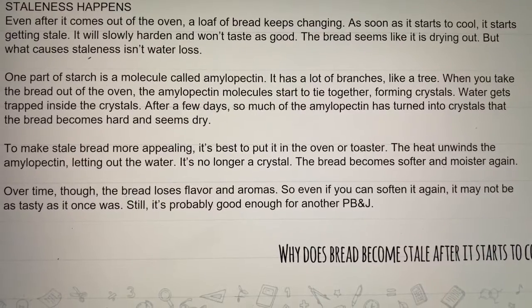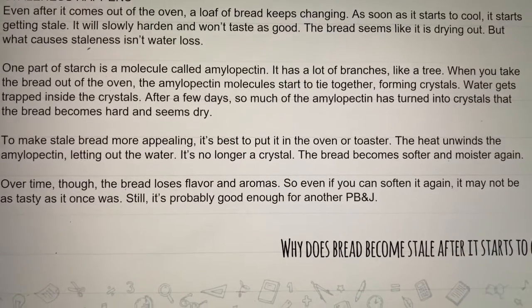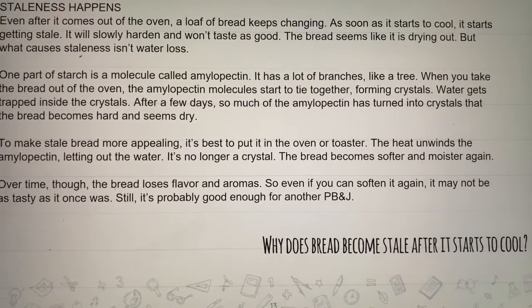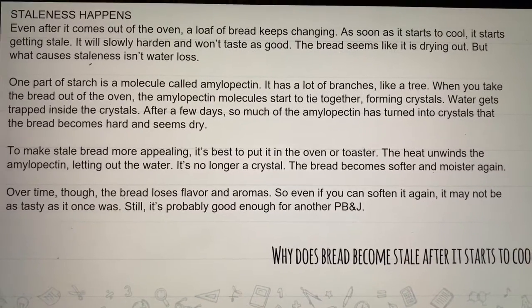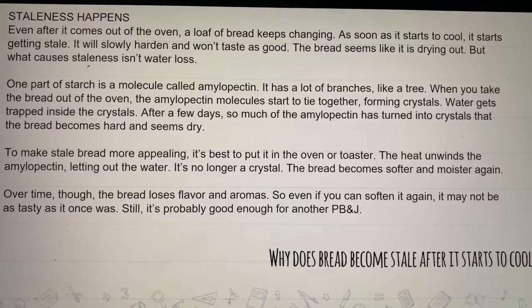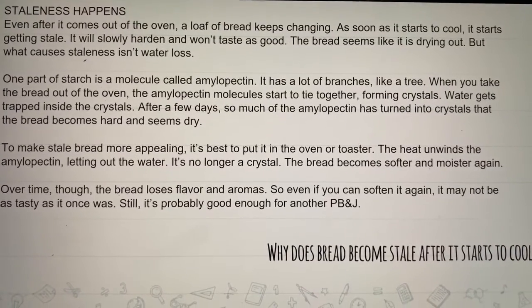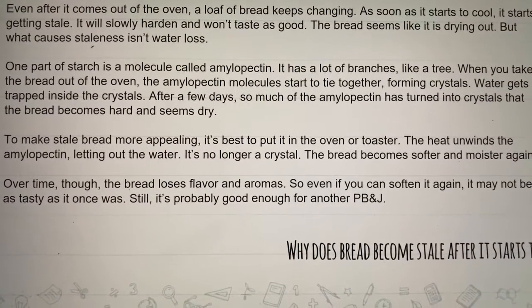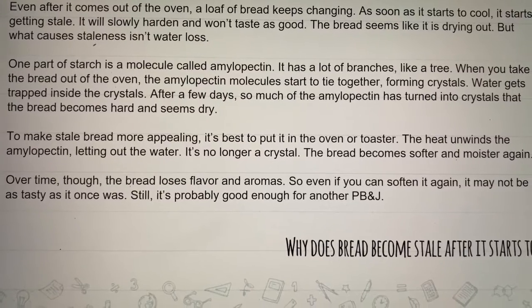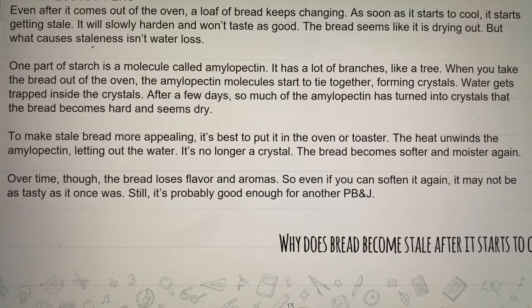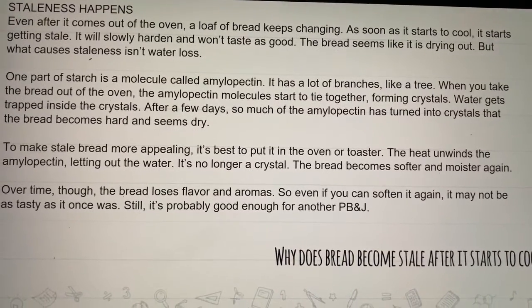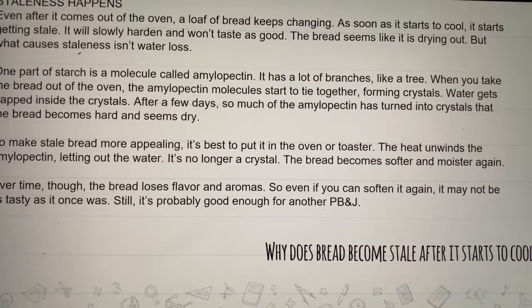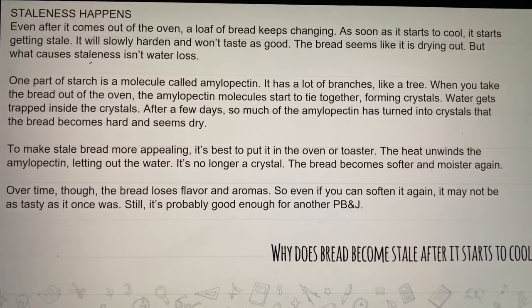To make this stale bread more appealing, it's best to put it in the oven or toaster. The heat unwinds the amylopectin, letting out the water. It's no longer a crystal. The bread becomes softer and moister again. Over time, though, the bread loses flavor and aromas, so even if you can soften it again, it may not be as tasty as it once was. Still, it's probably good enough for another PB&J.